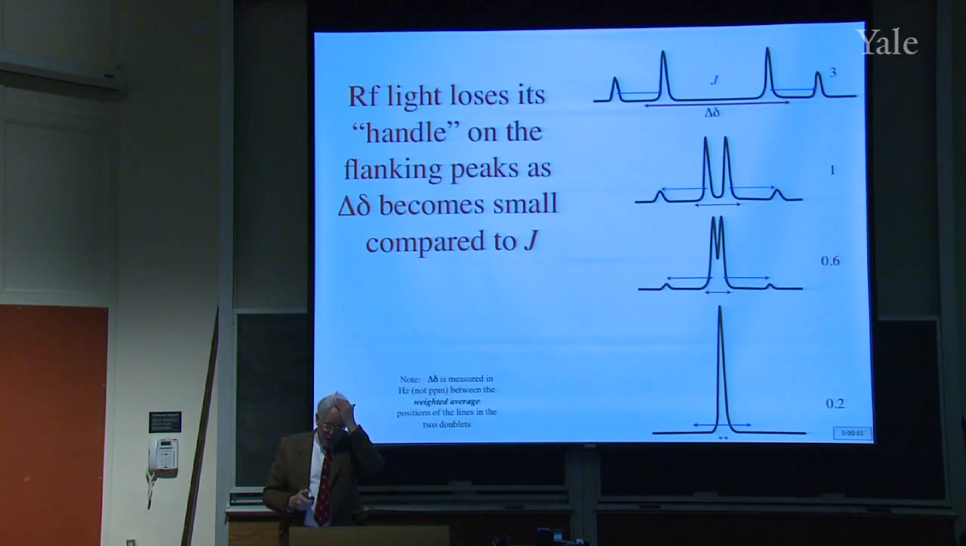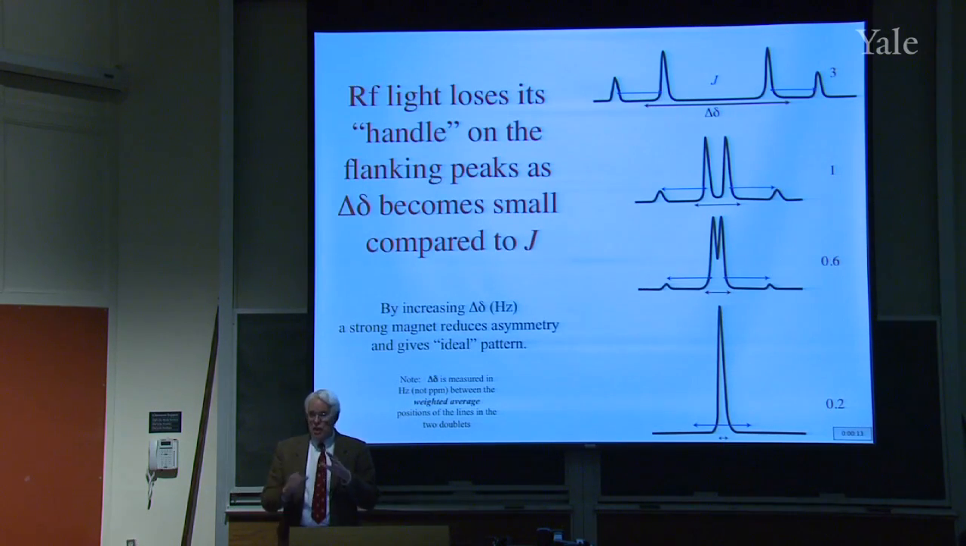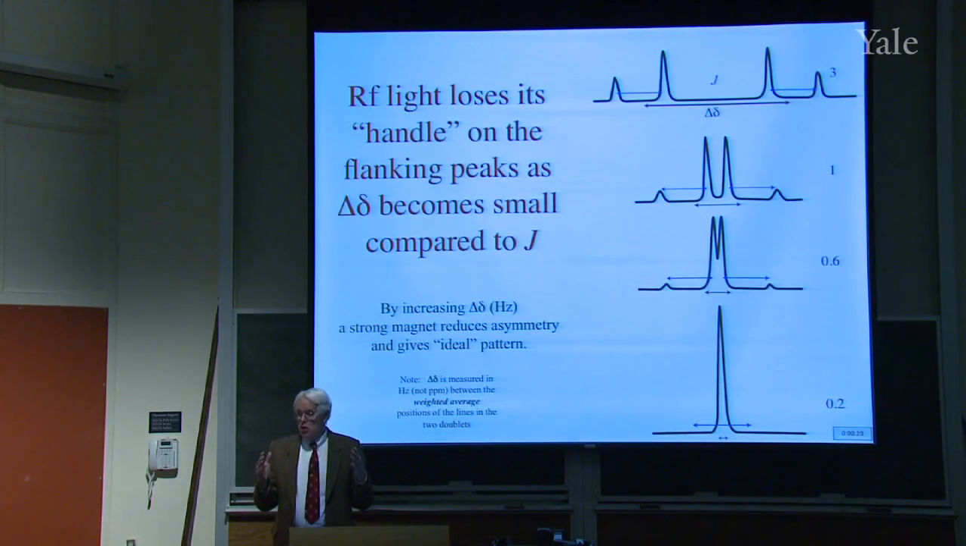So the radio frequency light loses its handle on the flanking peaks as delta becomes small compared to J, as shown here. So by increasing delta, measured in hertz, that is by using an expensive big field, you make things look more like first order spectra that are easy to interpret: 1 to 2, 1 to 2 to 1, 1, 3, 3, 1, 1, 4, 6, 4, 1, and so on.